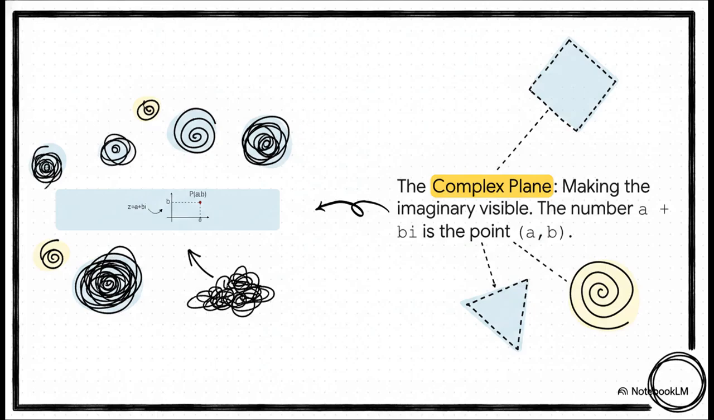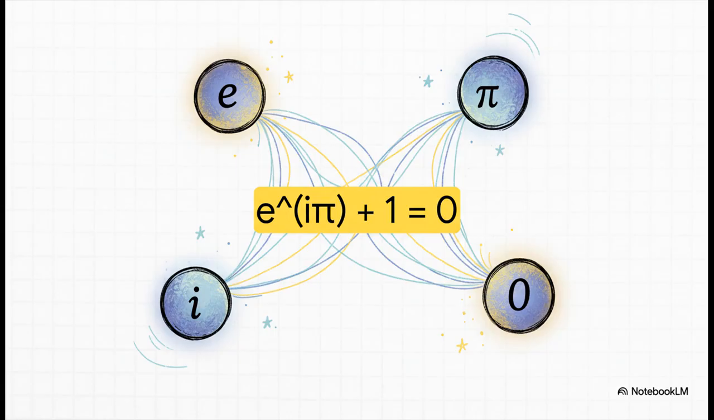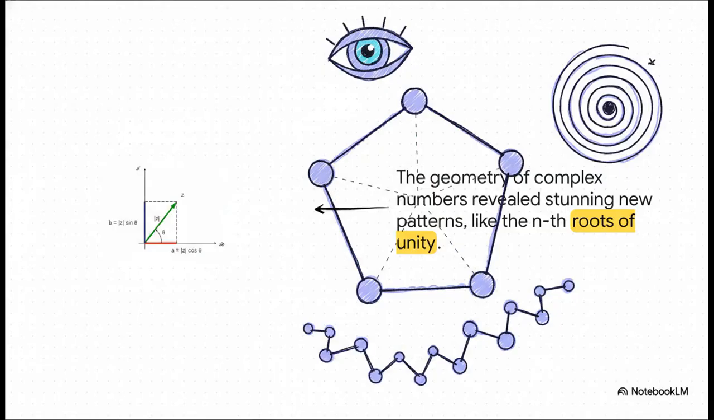It turned a number like a plus bi from an abstract concept into a physical point on a two-dimensional map. You could finally see them. Suddenly, the impossible was right there in front of you. And this is what you can do when you can see the impossible. Euler discovered this equation, and many people call it the most beautiful equation in all of mathematics. I mean, just look at it. It links 5 of the most important numbers in math, e, i, pi, 1, and 0, in one elegant, mysterious relationship.